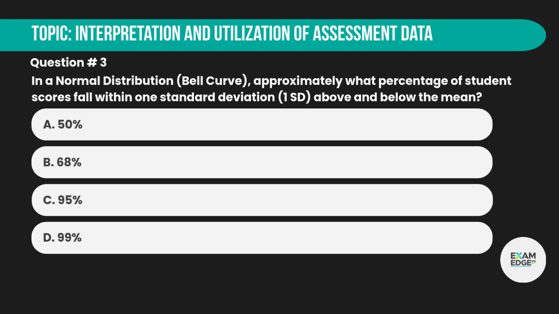Question number 3. In a normal distribution, bell curve, approximately what percentage of student scores fall within one standard deviation, 1 SD, above and below the mean? A. 50%. B. 68%. C. 95%. D. 99%.